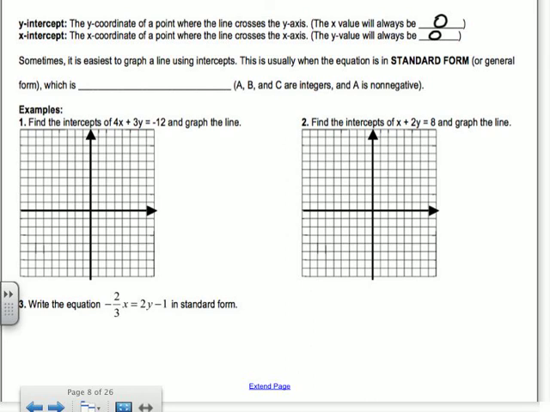So it says sometimes it's easiest to graph a line using intercepts. This is usually when the equation is in standard form or general form, which looks like a times x plus b times y equals c. So a, b, and c are all going to be integers, and a is always non-negative, so you can't have a negative for a. We can talk more about that in a second.